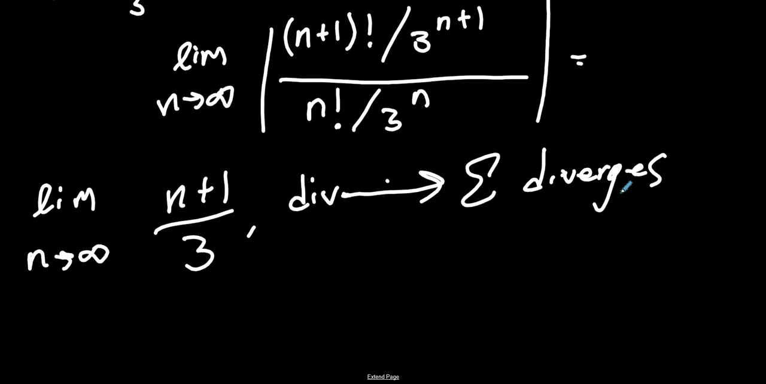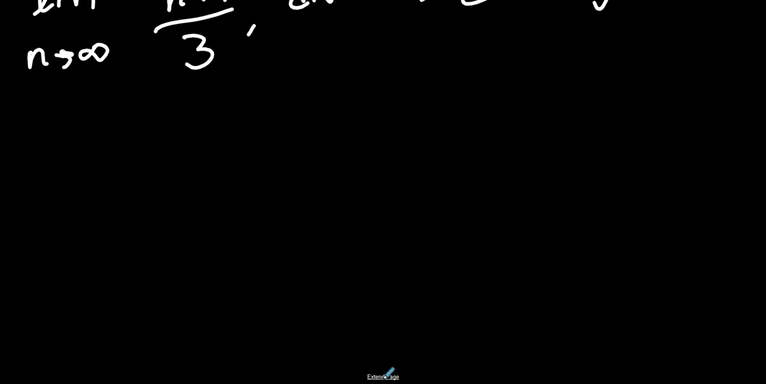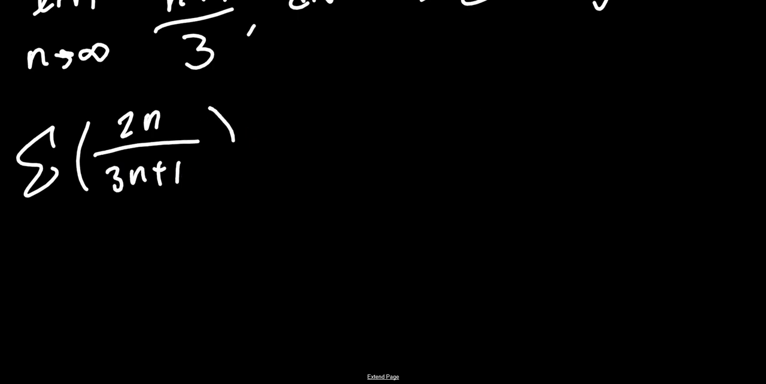Okay? Now the root test is a little bit easier to spot, and this is when we have something raised to the nth power, usually a whole expression, like a fraction raised to the nth power. So let's take this sum, for example. We have the sum of 2n over 3n plus 1, and then everything's raised to the n.